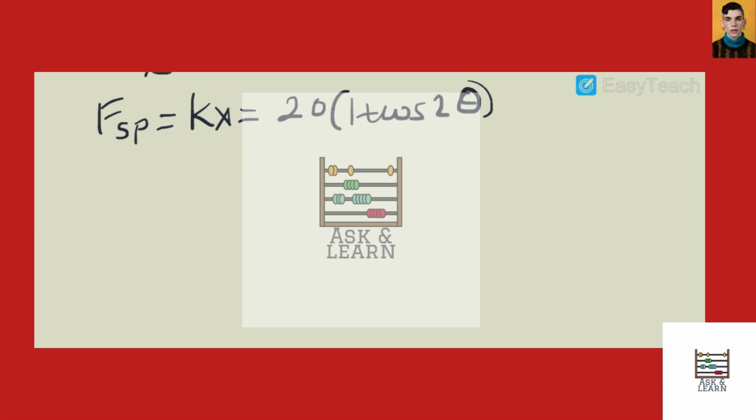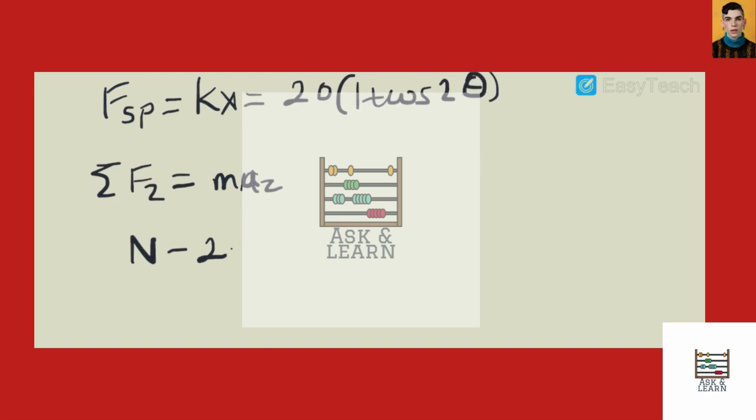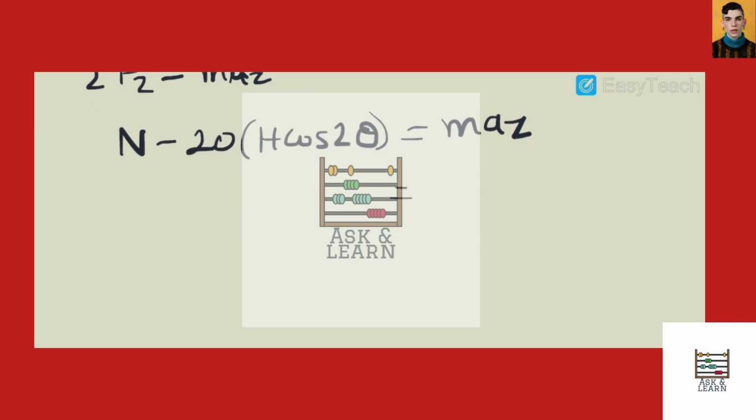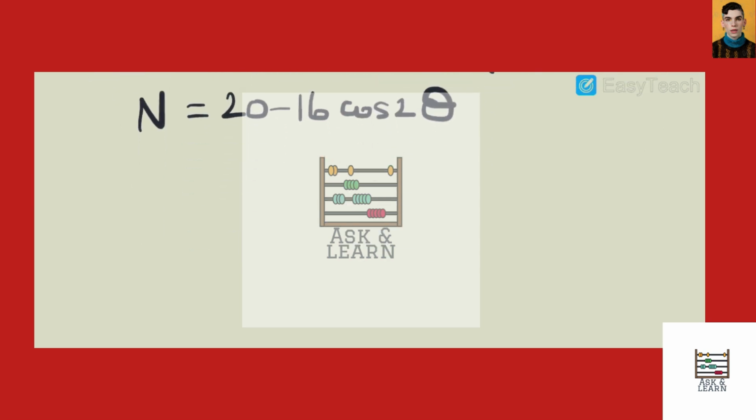So when we do Newton's second law using our free body diagram, we can see that the net force in Z is equal to M times AZ, which is equal to N minus 20 times 1 plus cos 2 theta, and that's equal to M AZ. We know that M AZ is just 0.5 times negative 72 cos 2 theta. This gives us that N is equal to 20 minus 16 cos 2 theta. Now we'll be using this equation to solve for our minimum and maximum forces.